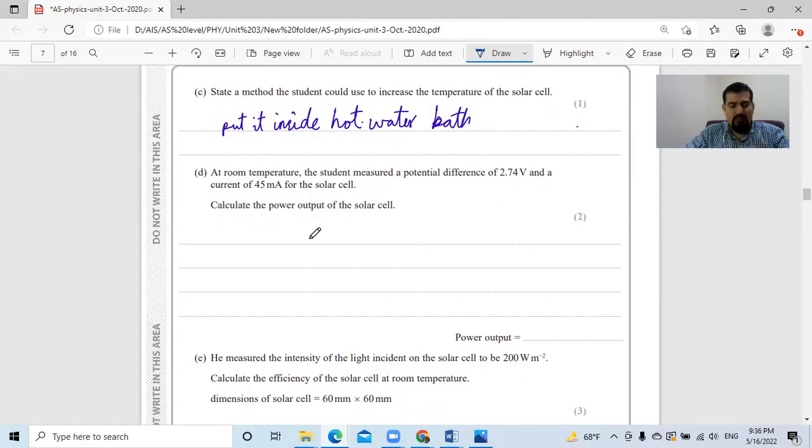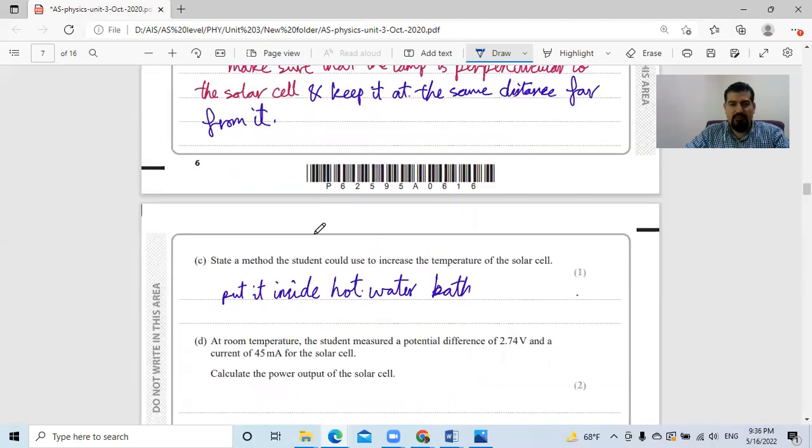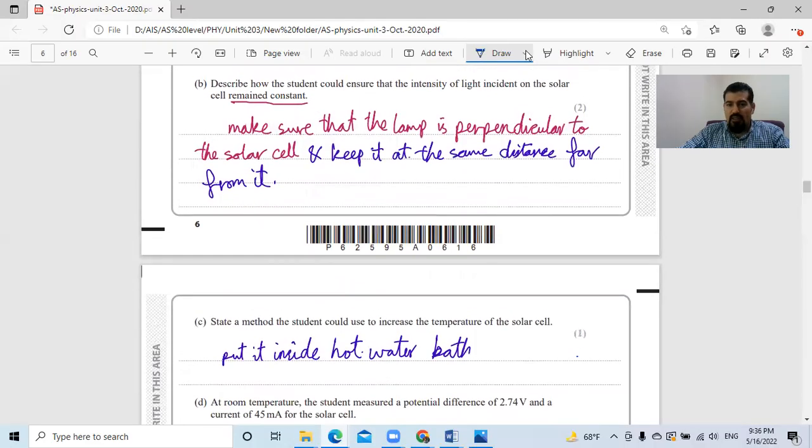Why perpendicular in part B? Now you can say that I keep the same angle. So with the light perpendicular, or with the same angle, the light intensity remains the same, because we know that the light intensity has two components, one vertical and one horizontal. The vertical one determines the intensity that is absorbed by the solar cell.